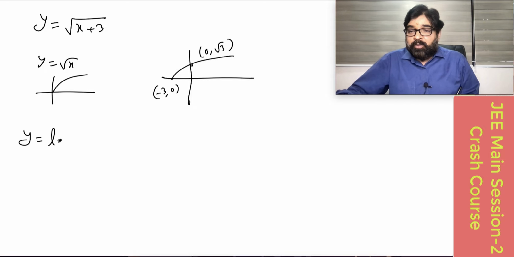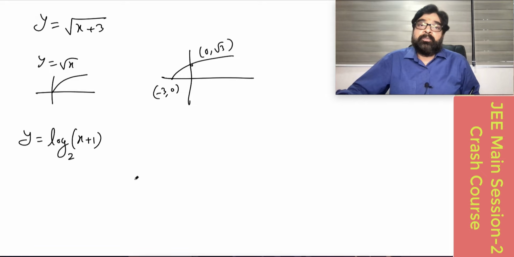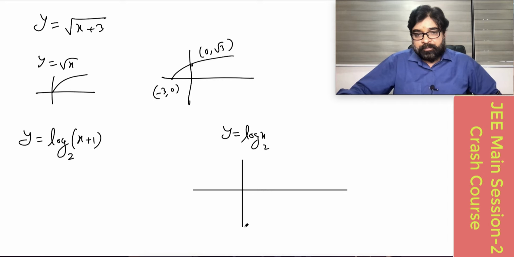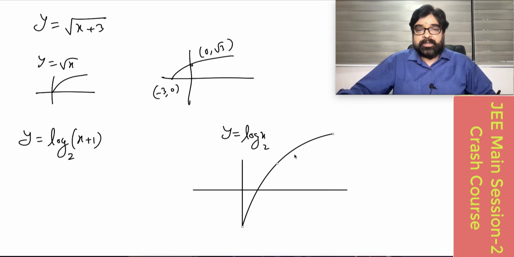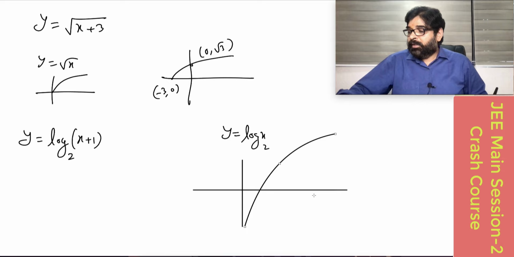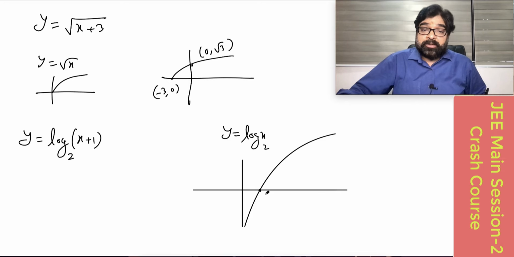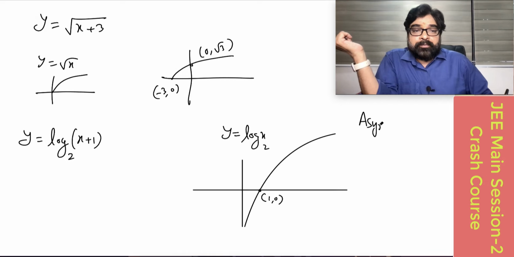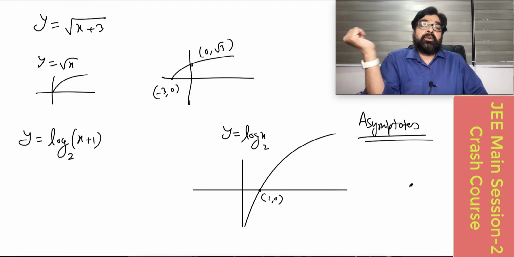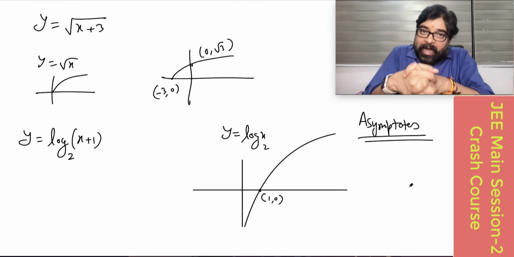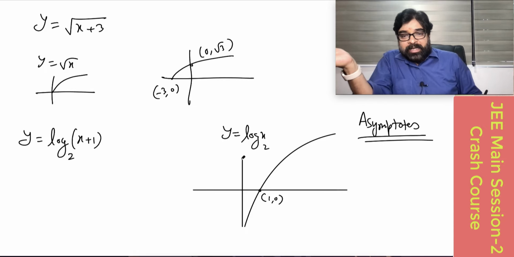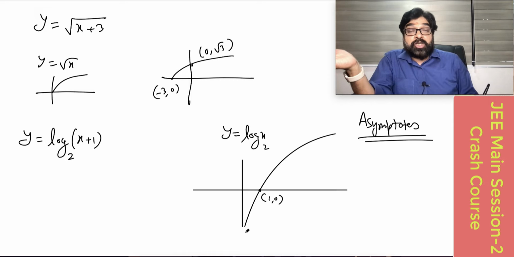If I say y equal to log of x plus 1 base 2, first draw the y equal to log x base 2 graph. Log x base 2 graph is this. Am I right? Something like this. And this coordinate is 1 comma 0. Remember, this graph has an asymptote. Sir, what is the asymptote? An asymptote is a line where the graph tries to overlap. So here, the y-axis is the asymptote. Understand? It means x equal to 0 is the asymptote.